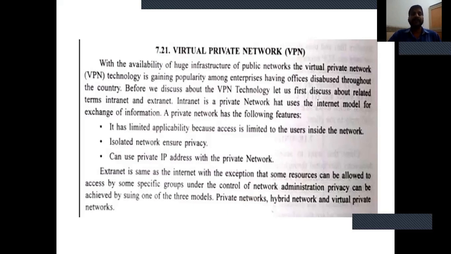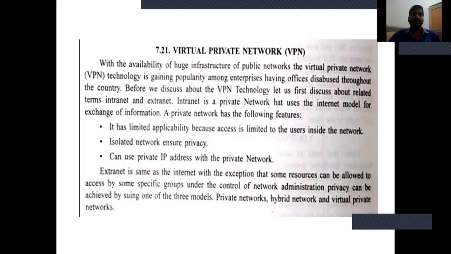A private network has the following features. First, it has limited applicability because access is limited to users inside the network. Second, an isolated network ensures privacy. Third, it can use private IP addresses within the private network. An extranet is the same as an intranet, with the exception that some resources can be accessed by a specific group under the control of the network administration.